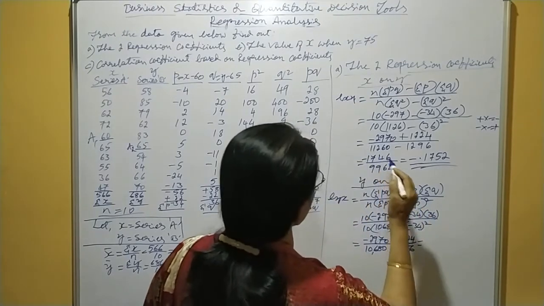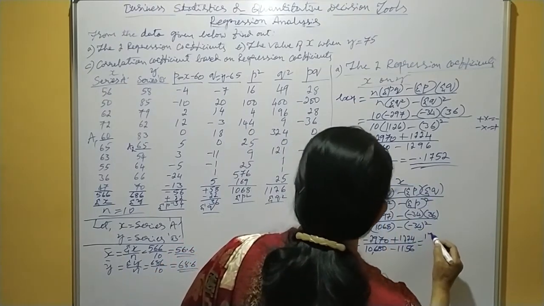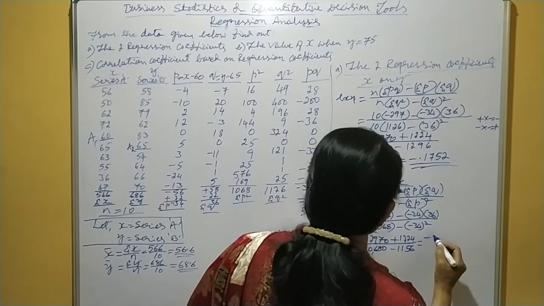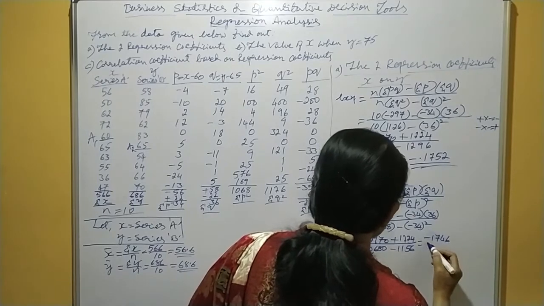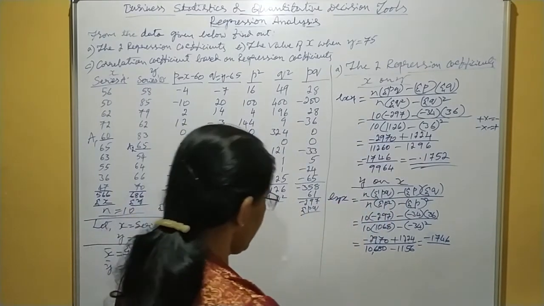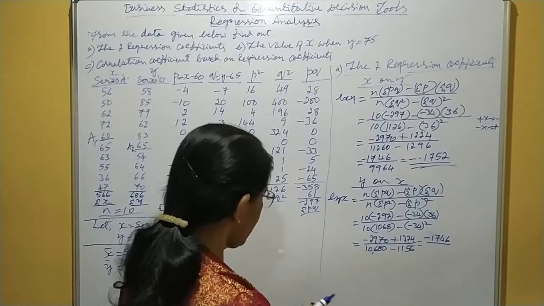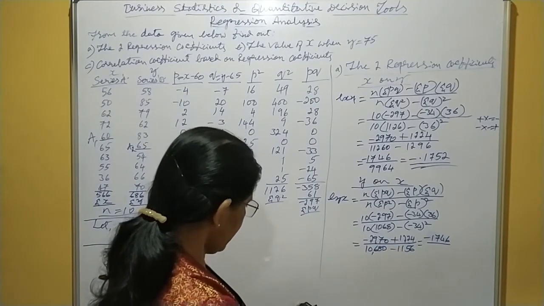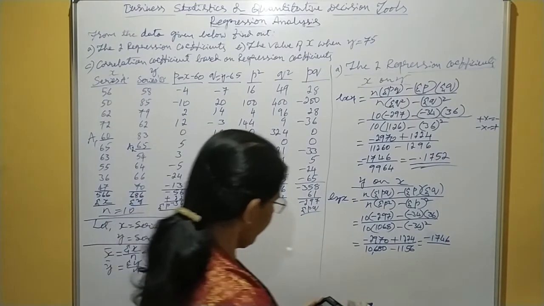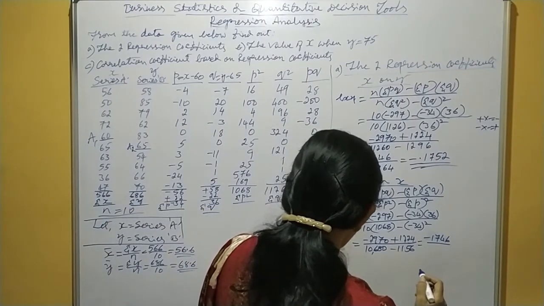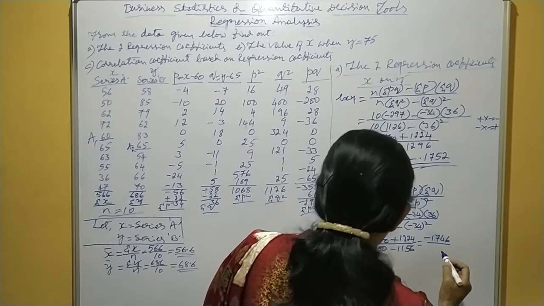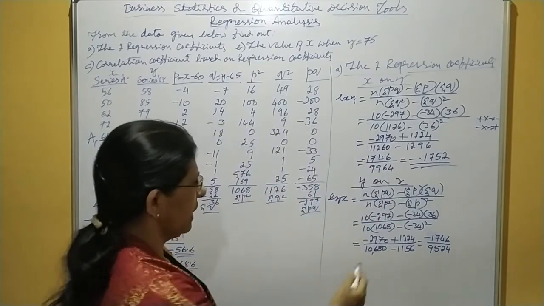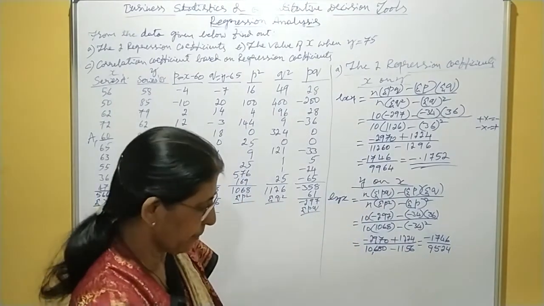Okay. Now here the difference is the same, 1,000, that is minus 1,746 divided by, take the difference, 10,680 minus 1,156. The difference is 9,524. Okay, the highest value sign is plus.